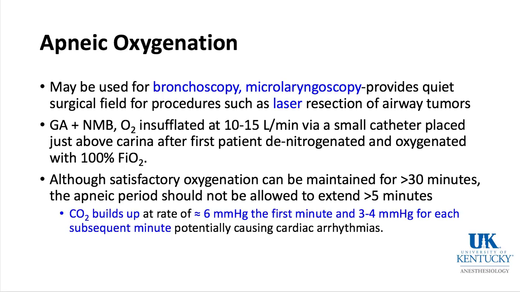At least that's what we classically teach, such that you could see that if 5 minutes went by, the first minute CO2 would build up 6, the next 4 minutes would be 4 for each minute, 16 plus 6 would be about 22 millimeters of mercury in the first 5 minutes. So it is satisfactory ventilation that limits the periods of apneic oxygenation. As the CO2 builds up, catecholamines are secreted and ventricular arrhythmias can ensue.